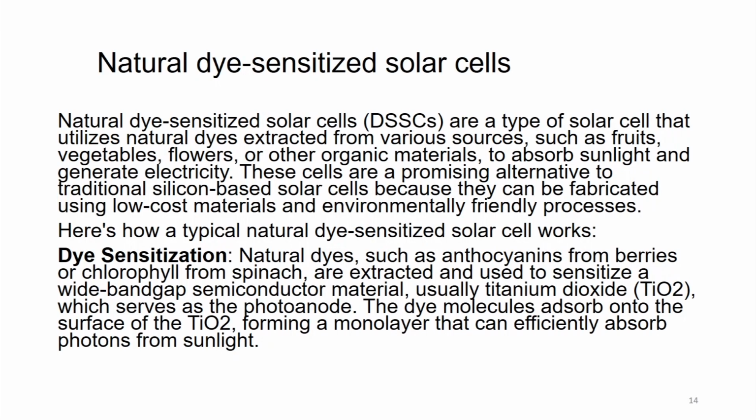Dye sensitization. Natural dyes such as anthocyanin from berries or chlorophyll from spinach are extracted and used to sensitize a wide band gap semiconductor material, usually titanium dioxide, which serves as a photoanode. The dye molecule adsorbs onto the surface of the titanium dioxide, forming a monolayer that can efficiently absorb photons from the sunlight. So, there is a very even adsorption of natural dye, particularly anthocyanin from berries or chlorophyll from spinach, onto the nanostructured crystalline structure of titanium dioxide, which acts as a photoanode.